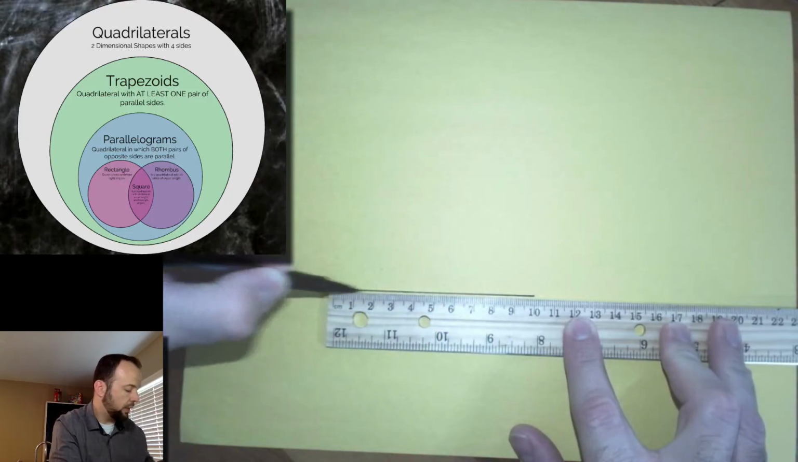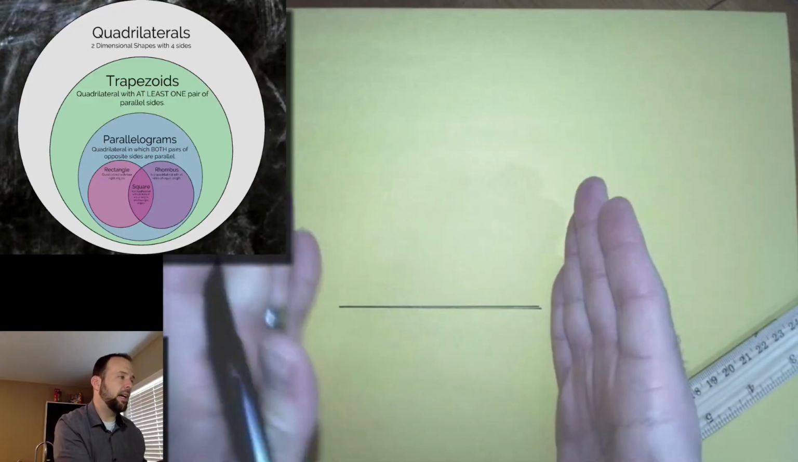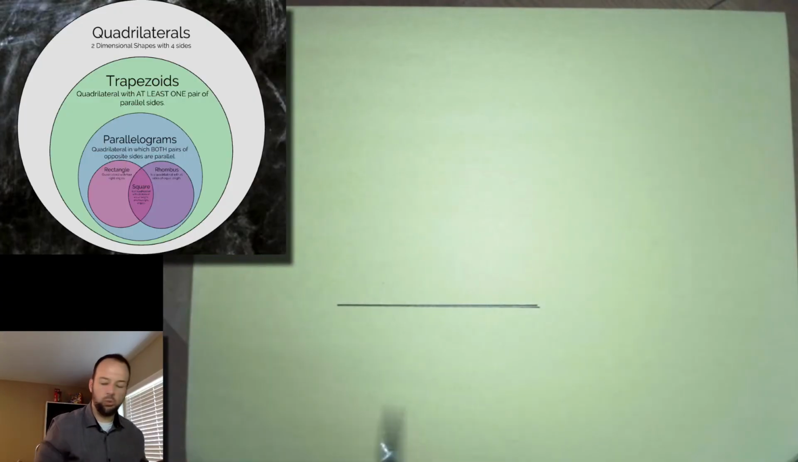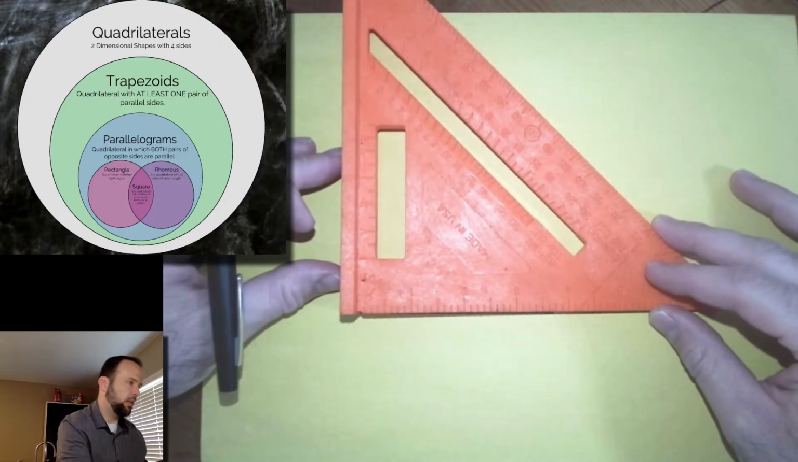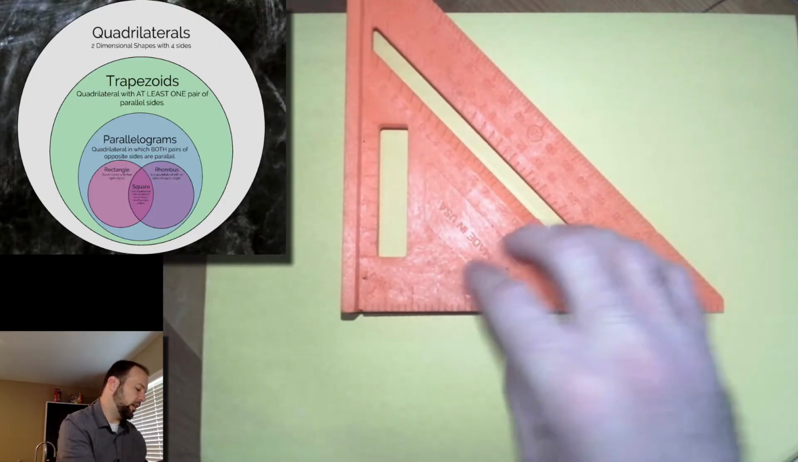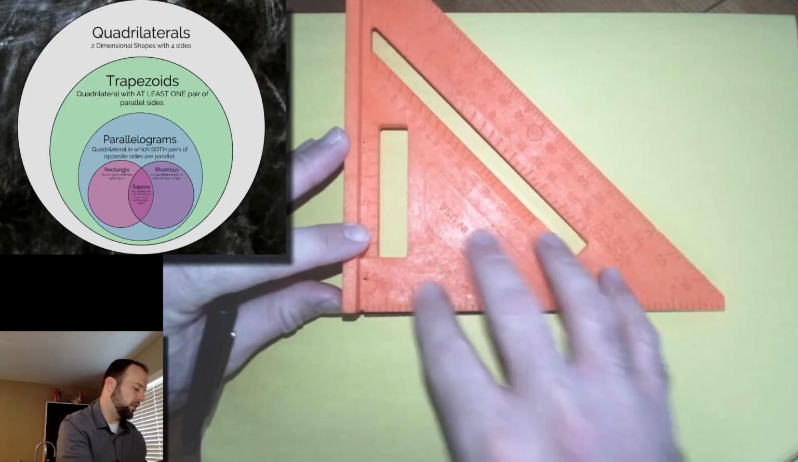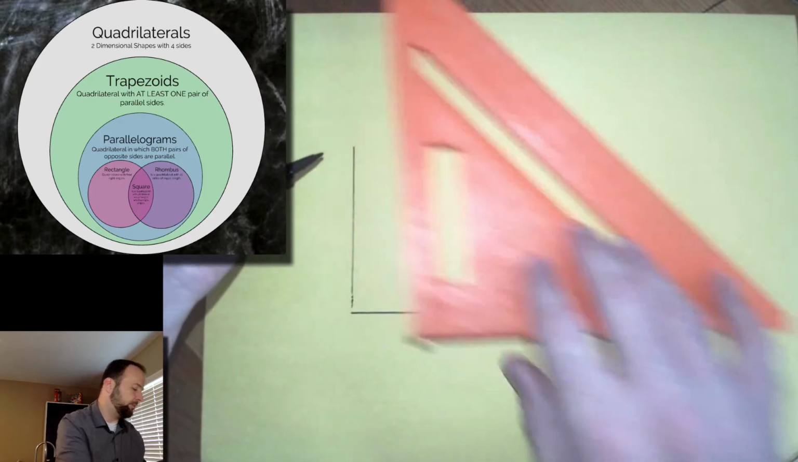So I'm going to draw a straight line here, and then the next line that I draw on either side needs to be 90 degrees. If I wanted to be sure, I could use my triangle thing here, because I could line it up along the bottom line, and as long as it's lined up straight, this line going up the side is going to be 90 degrees.